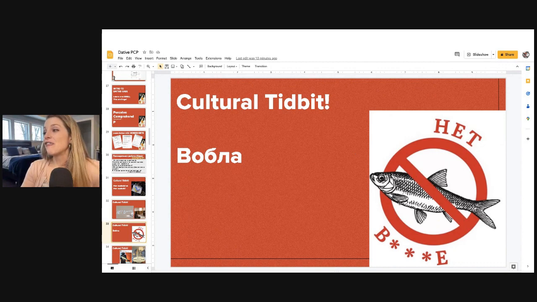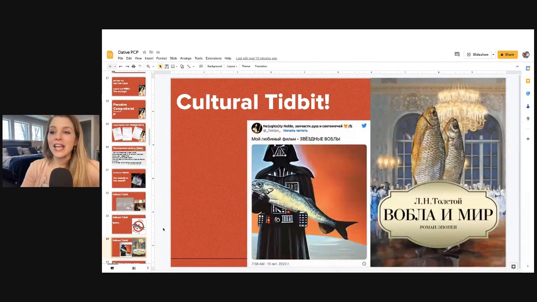So нет вобле, and then look at this. They've redone the names of books and movies that have the word war in them because you're not allowed to say the word war. So instead of война и мир, War and Peace by Lev Tolstoy, they made this funny joke, Wobla и мир, right? So there's the fish. Instead of звездные войны, it's now звездные вобли, like starfish instead of Star Wars. Anyway, it was a big funny thing that was all over the internet in fall of 2022. So a fun little cultural tidbit for you there.